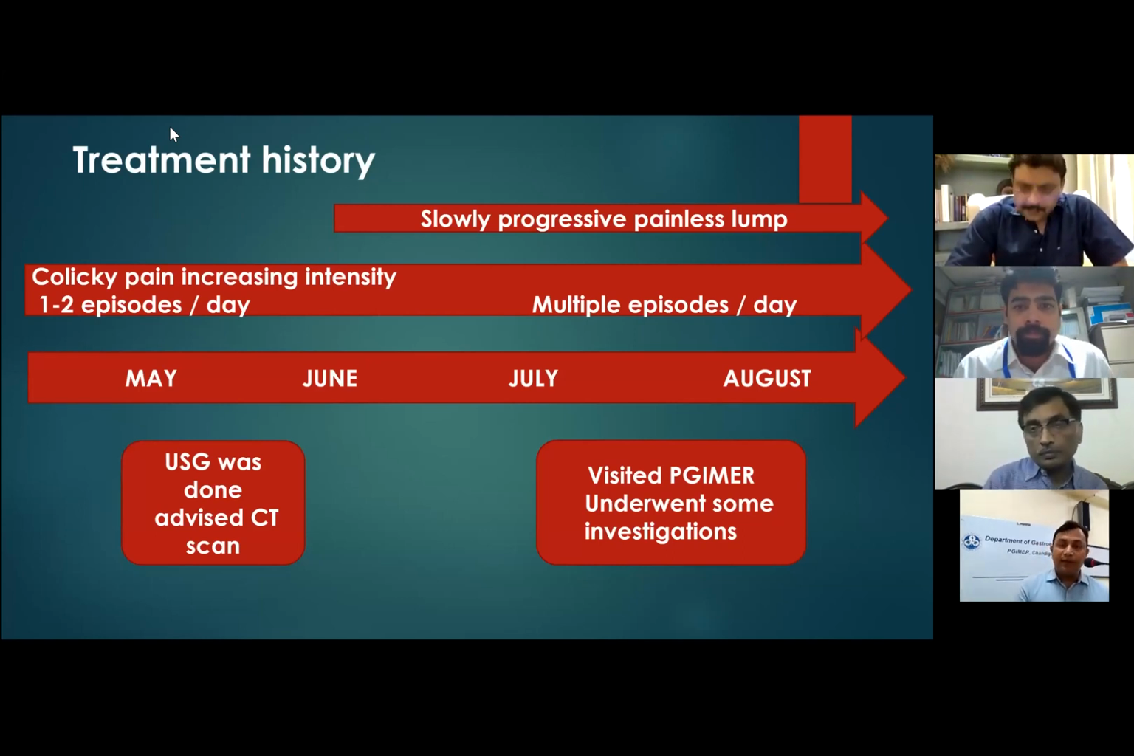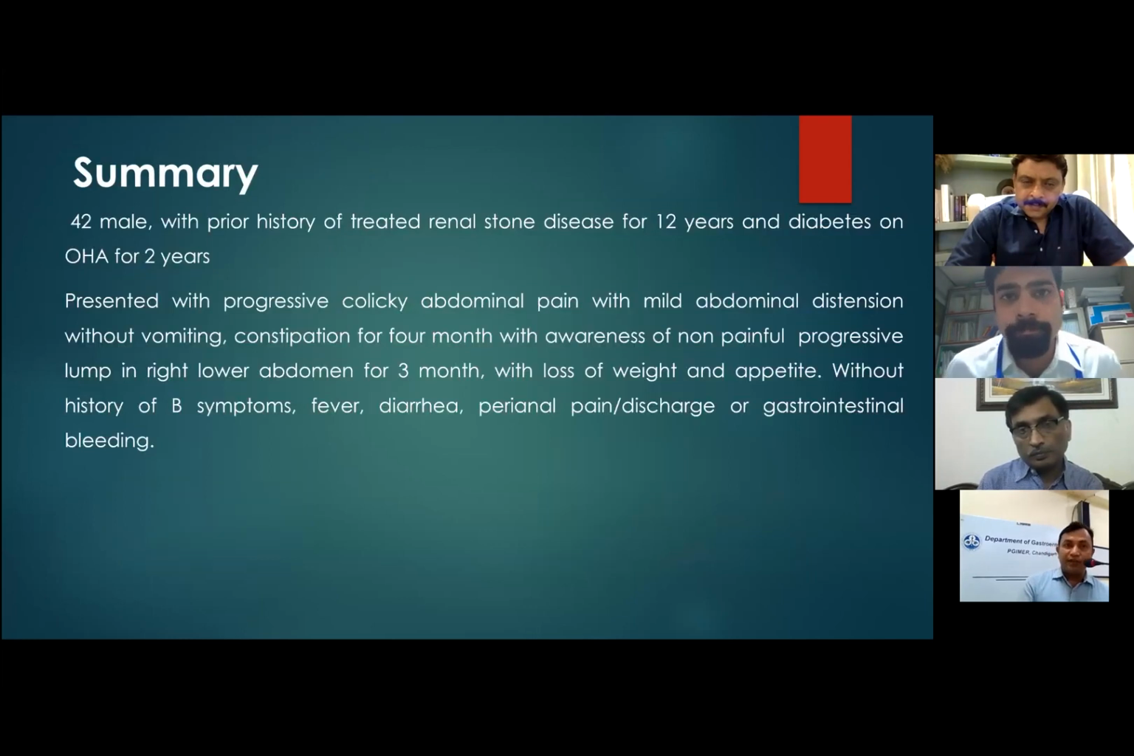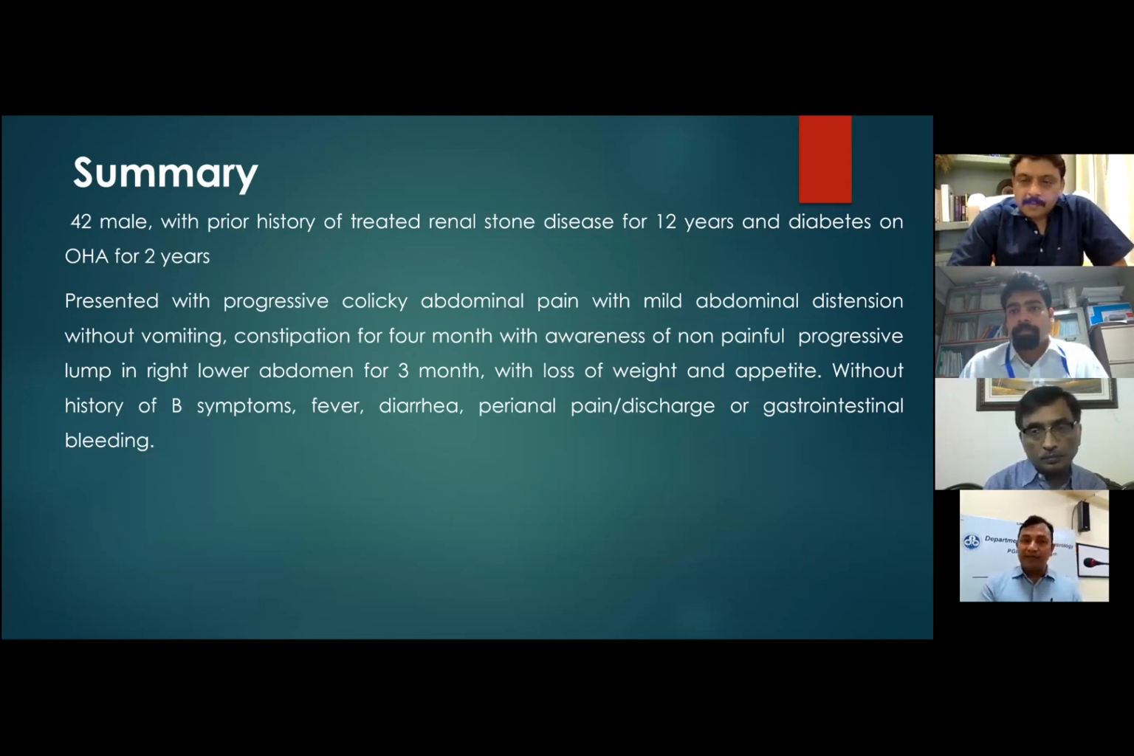So here we have a 43-year-old male with a background history of treated renal stone disease and diabetes. He presented with progressive colicky abdominal pain with abdominal distension, without vomiting and constipation, for 4 months, and with an awareness of a non-painful progressive lump in the right lower abdomen for the last 3 months. Both of these symptoms are associated with loss of weight and loss of appetite, without any history of B symptoms, fever, diarrhea, perianal pain, discharge, or any gastrointestinal bleed.